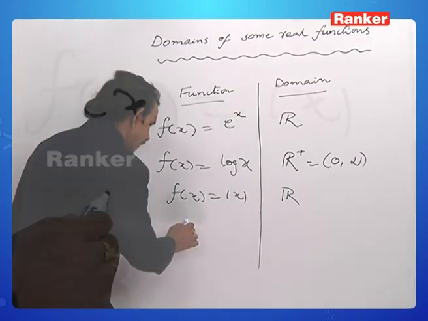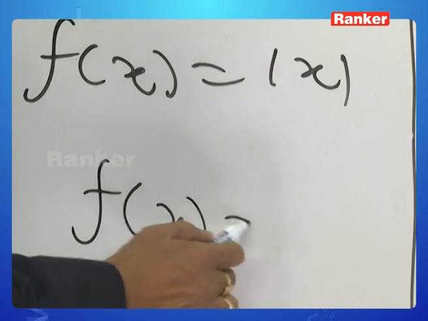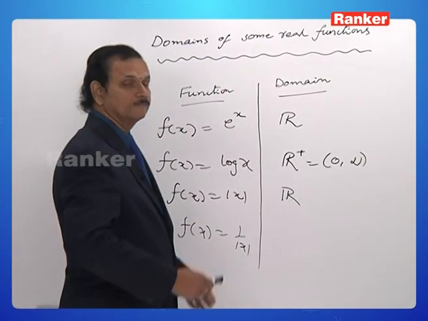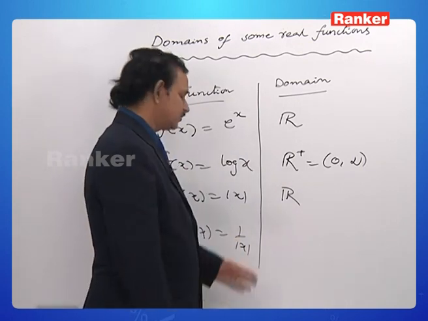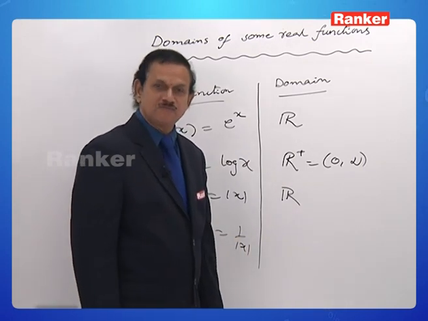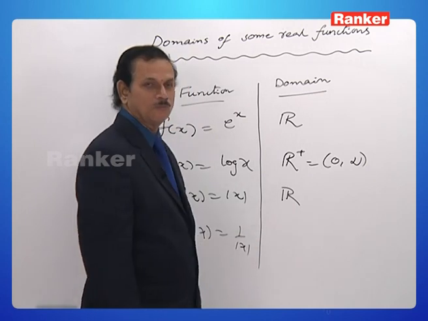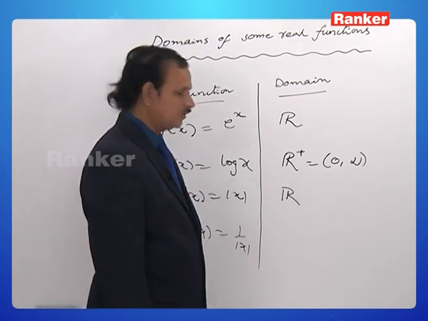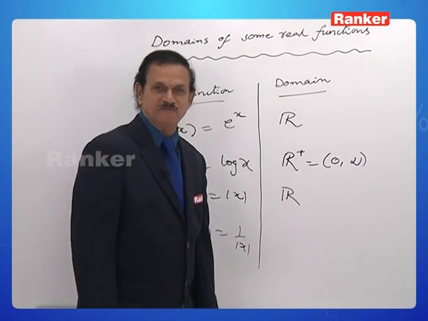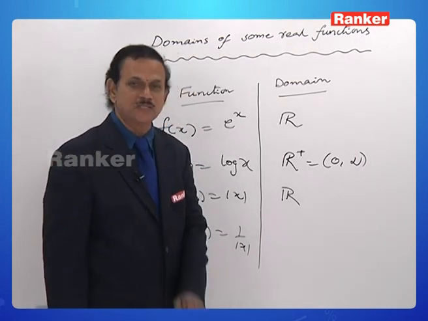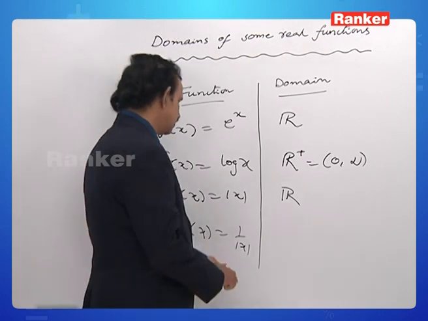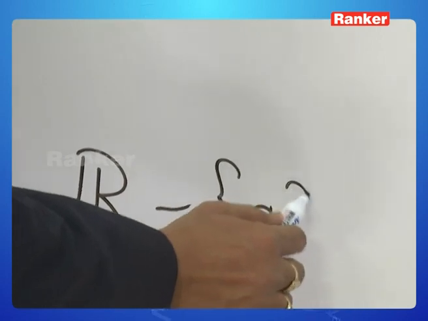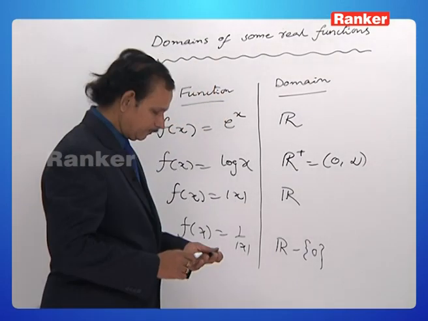Well, what happens to the fate of f of x is equal to 1 by mod x? Here mod x lies in the denominator. We have to see that it is not 0. When can mod x be 0? When x is 0. Therefore, the only troublesome point for us to define f of x is x equal to 0. Hence, the domain of this function is R minus singleton 0.